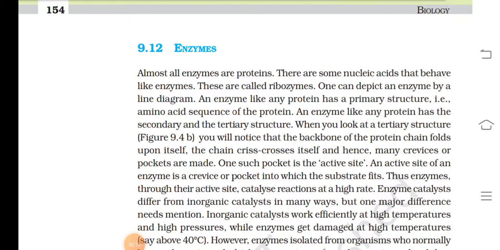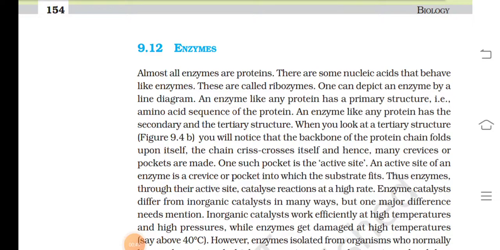An enzyme, like any protein, has a primary structure, that is, the amino acid sequence of the protein. It also has the secondary and the tertiary structure. When you look at the tertiary structure given in figure 9.4b, you will notice that the backbone of the protein chain folds upon itself. The chain crisscrosses itself, and hence many crevices or pockets are made. One such pocket is the active site.